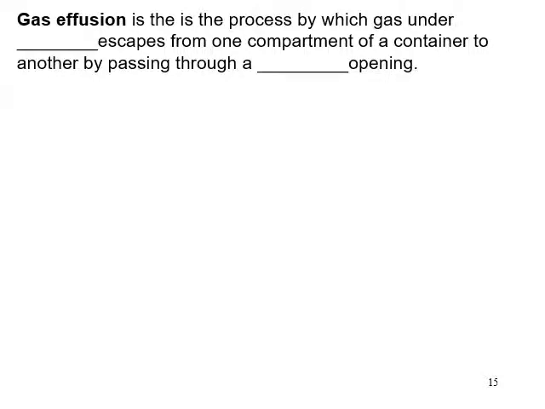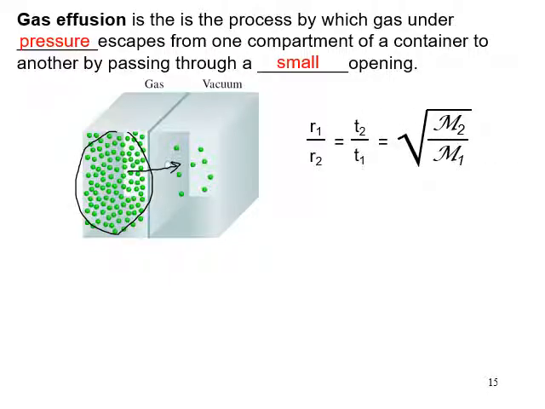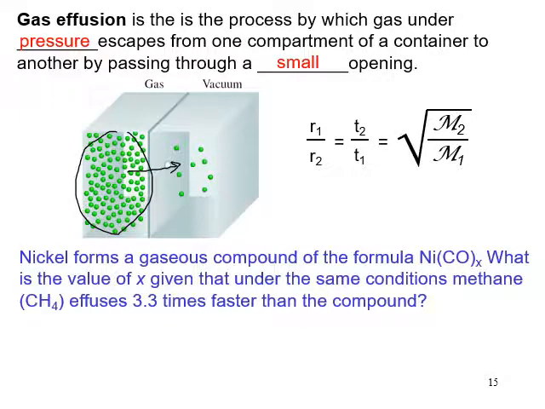So effusion, we just did diffusion, which is diffusing through space. Effusion is the process by which a gas under pressure escapes from one compartment of a container to another by passing through a small opening. So this is effusion. You have them all over here, and then some of them will get through there, which of course they will. But the relationship for that is similar to that relationship we just saw. And it looks like t must have to do with time. So effusion is gas going through a small opening. Diffusion is just through a big open space.